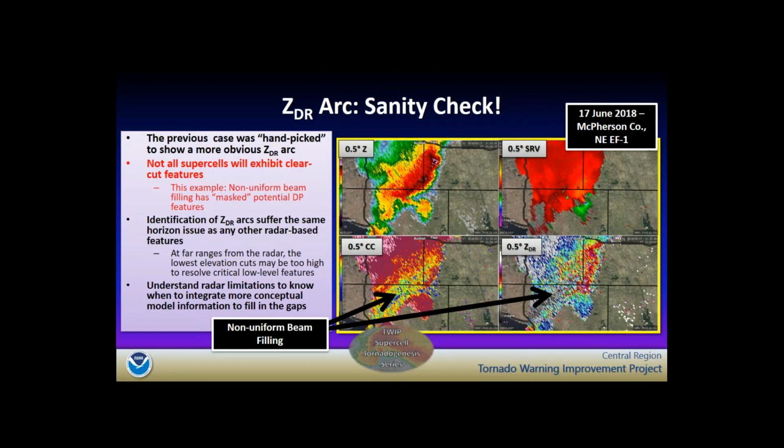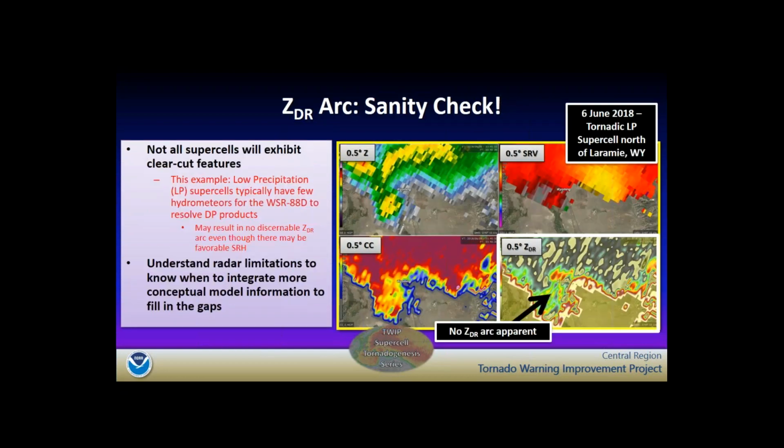Additionally, LP supercells can also create problems, as the overall lack of available hydrometeors makes it hard to discern any dual pole features despite favorable size sorting and associated shear profile.